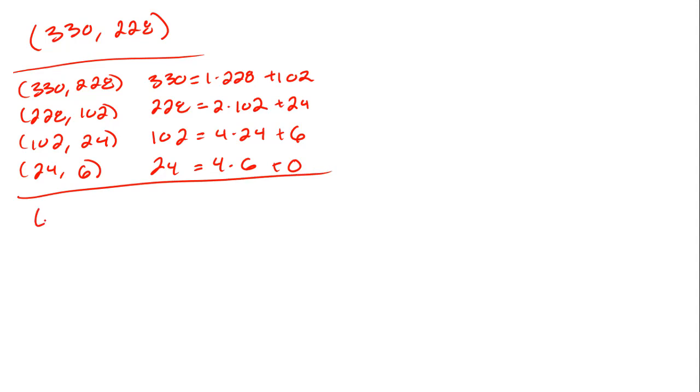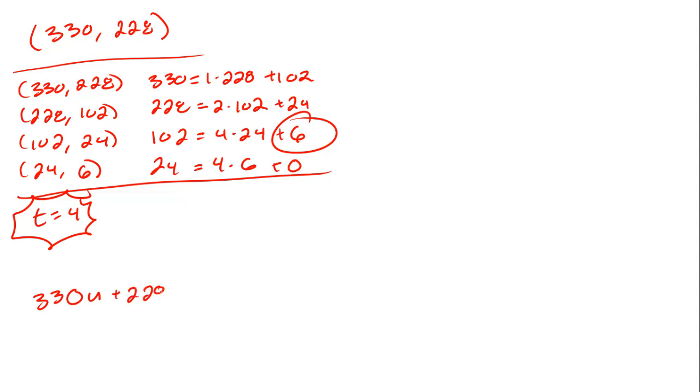So that becomes that t value that I care about later. There are 4 total divisions that were utilized in this overall process. I know that my GCD ends up being a 6 because that was my last non-zero remainder. So the equation that we're eventually going to try to solve is 330u plus 228v equals 6.